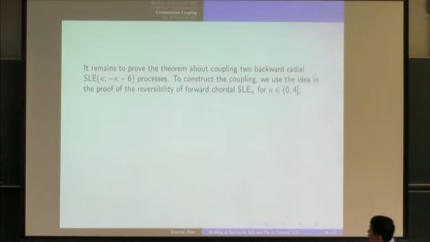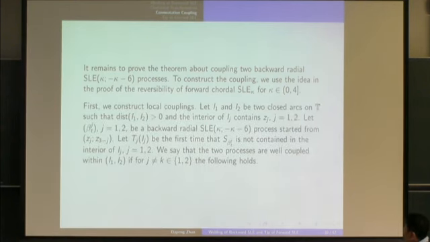Okay, it remains to prove the theorem about coupling 2 backward radial SLE kappa minus 6 processes. To construct the coupling, we use the idea in the proof of the reversibility of forward chordal SLE kappa for kappa less than or equal to 4. First, we construct local couplings.